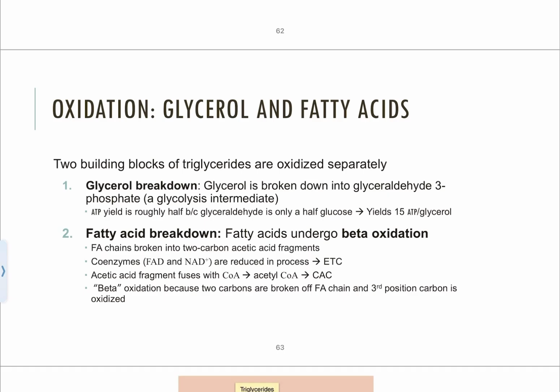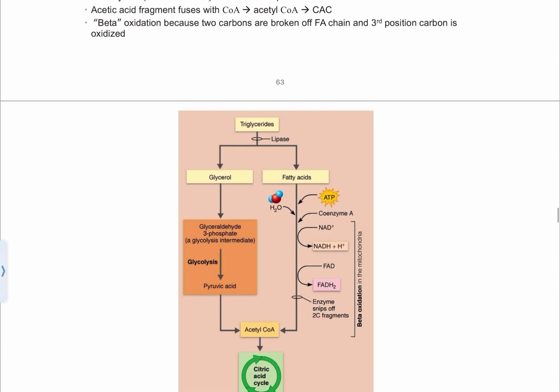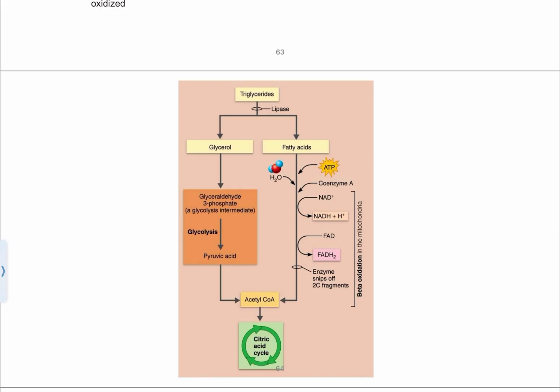So again, kind of get an idea of what's going on, nothing specific. We have to go a different pathway for the glycerol component of a triglyceride than we do for the fatty acid components of a triglyceride, but ultimately we're able to produce acetyl-CoA from both of these components, which can then go into the citric acid cycle.